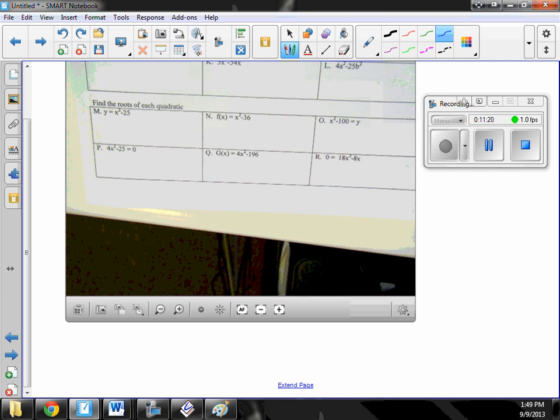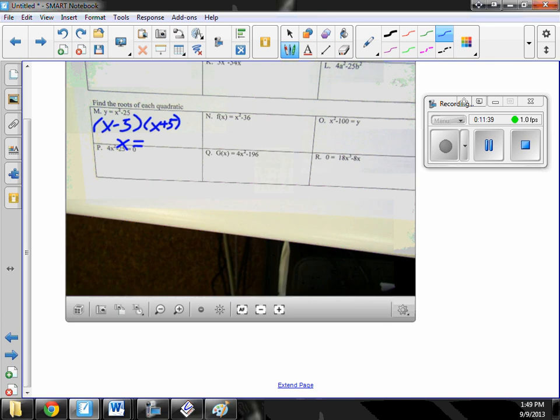So we start by factoring. This is a difference of squares, so it's x minus and x plus 5 and 5. So what are my factors? 5 and negative 5. And I'm so lazy, I don't like to write 5 and negative 5. So I write plus or minus 5. Okay?